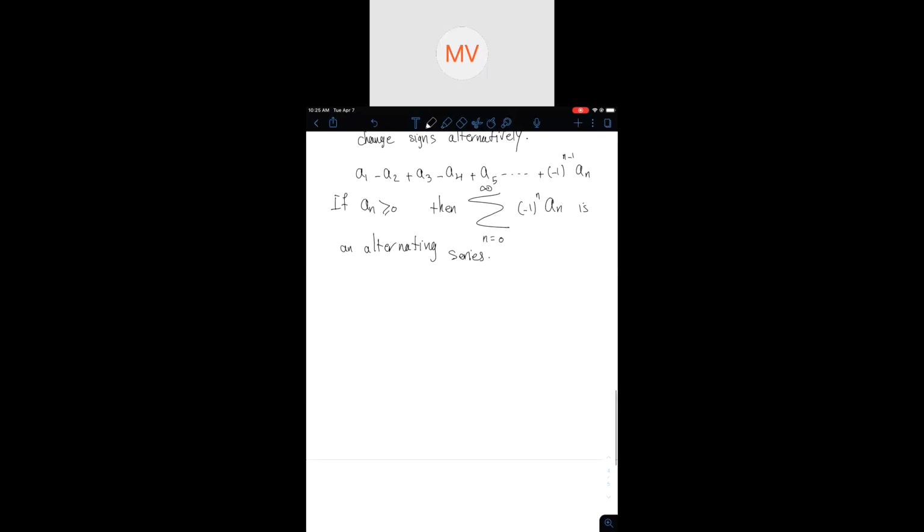For example: 1 minus half plus 1/3 minus a quarter plus 1/5 minus, and so on, which we can show as the sum of (-1)^(n-1) over n, starting from 1 to infinity. That's an alternating series.